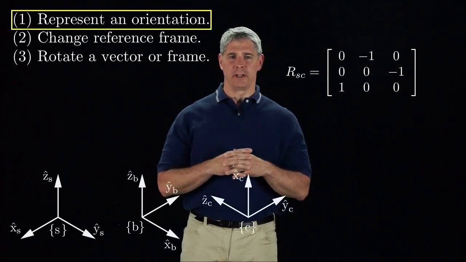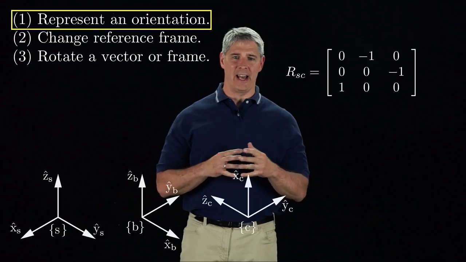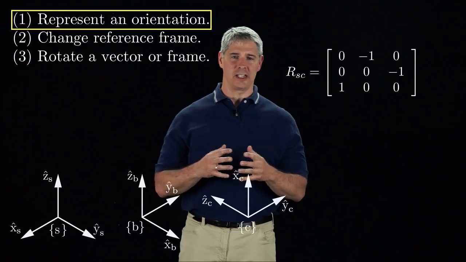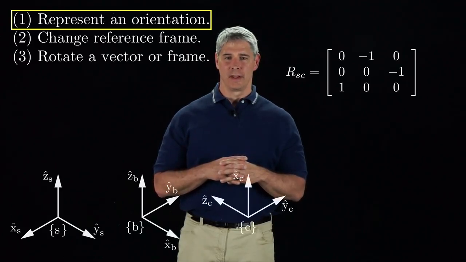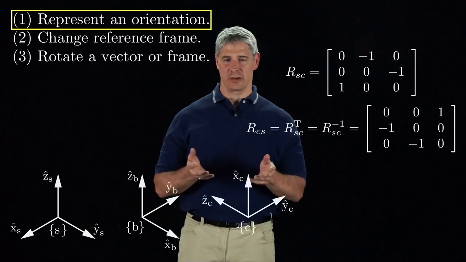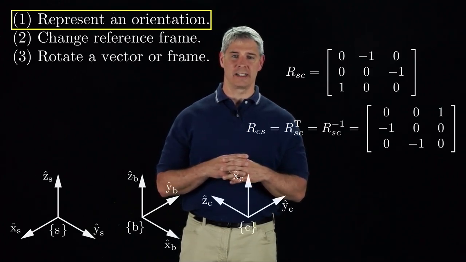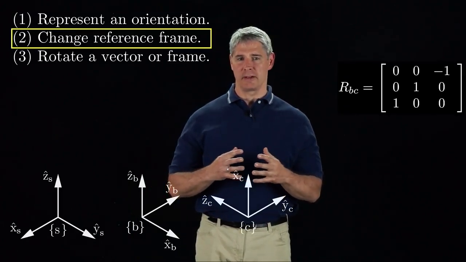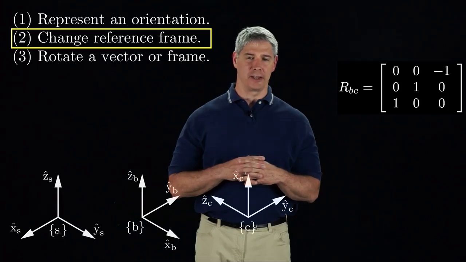As we saw in the previous video, we can represent C relative to S by writing the coordinate axes of C in S coordinates, yielding the rotation matrix RSC. If we write the coordinate axes of S in C coordinates, the resulting rotation matrix RCS is just the transpose or inverse of RSC.